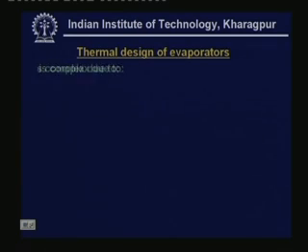suitable correlations. Okay, so I will not really go into the details of the exact design of evaporators, which you will normally study in an advanced course. I will simply explain the basic principles and the complexities to be considered while designing the evaporator. First, let us look at the complexities.